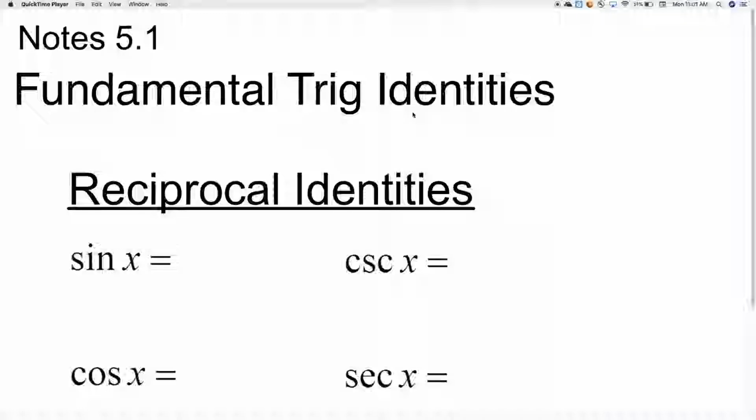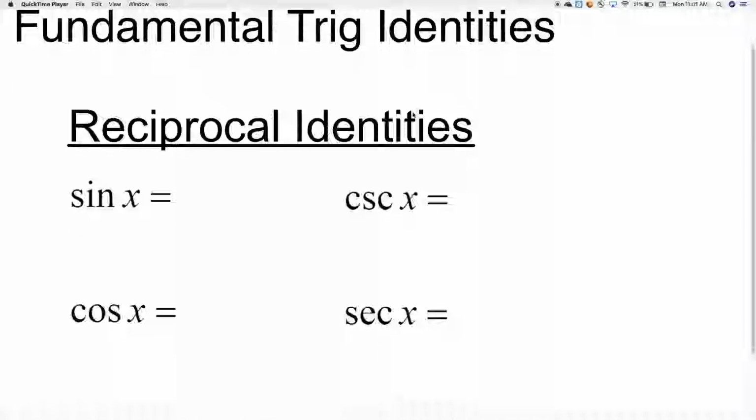To start with 5.1 today. This will probably be the rockiest part of chapter 5, just because it takes a little bit to get rolling. Okay? But what we're going to do is introduce fundamental trig identities, and then we're also going to work on some practice problems where we simplify expressions.